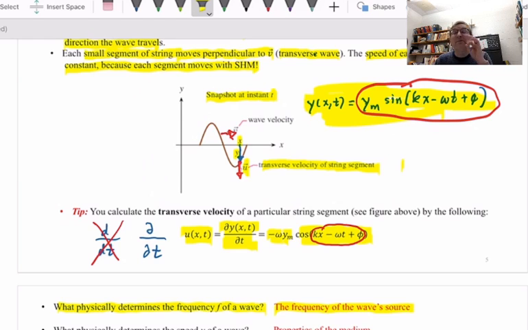Okay? That's what physically determines what the frequency of a wave is: the frequency of the wave's source. Next, what physically determines the speed v of a wave? How rapidly the disturbance propagates? What physically determines that?